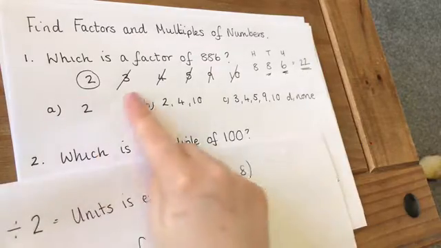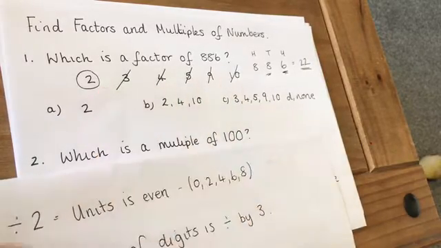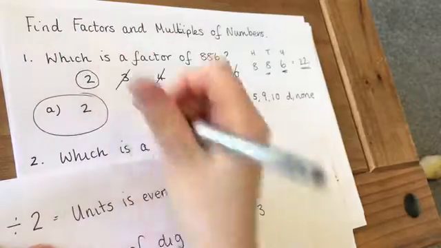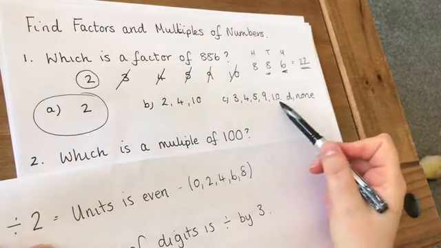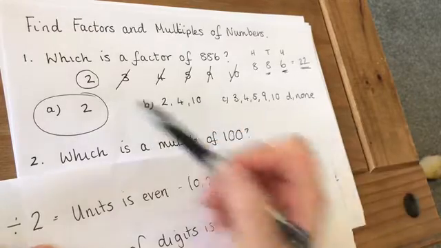And so the only one of these that was a factor was 2. So A is our answer, because B was 2, 4, 10, C was 3, 4, 5, 9, and 10, and D was none. So A was our answer.